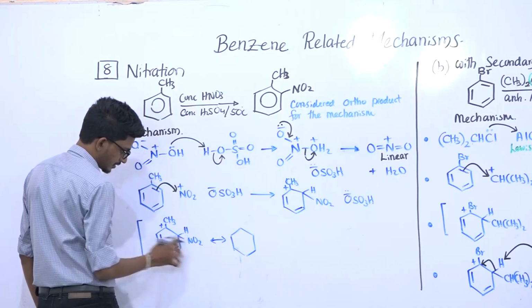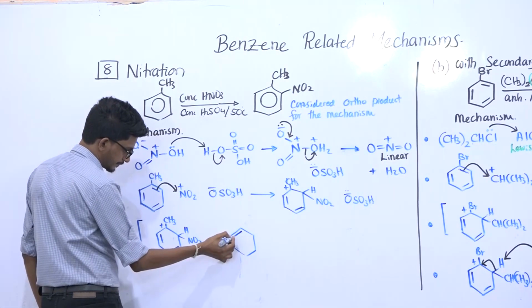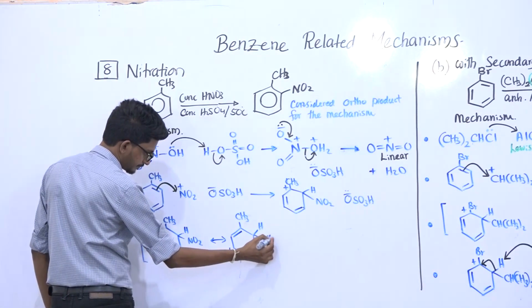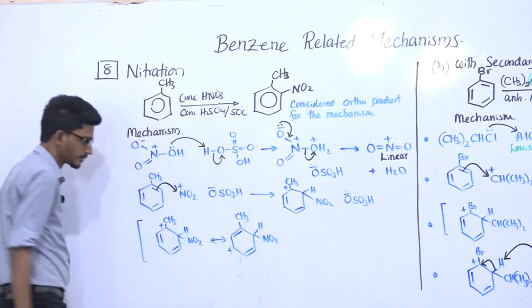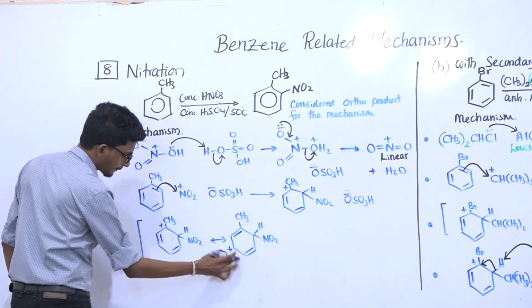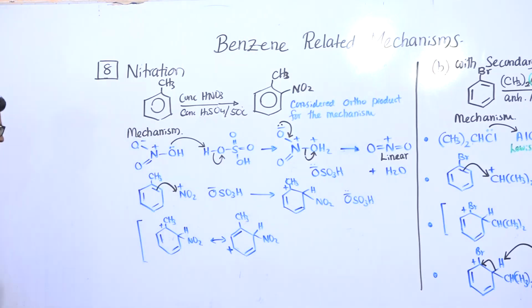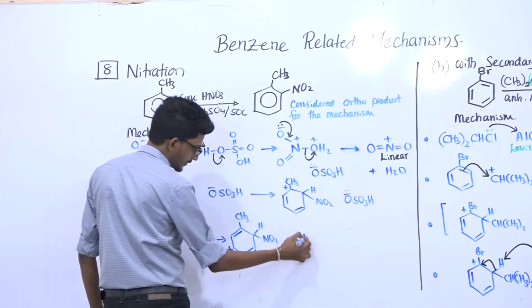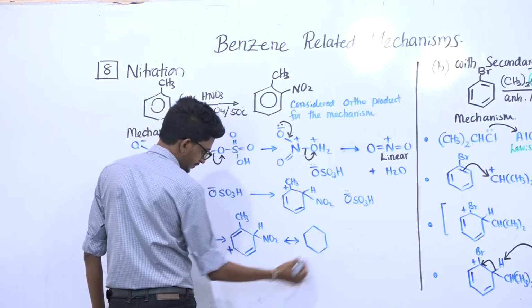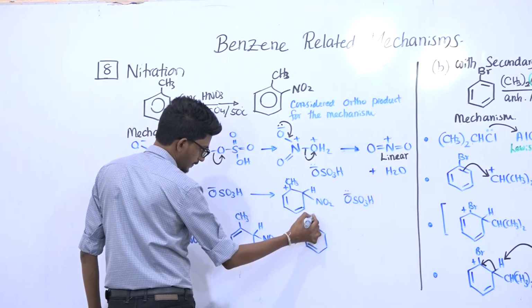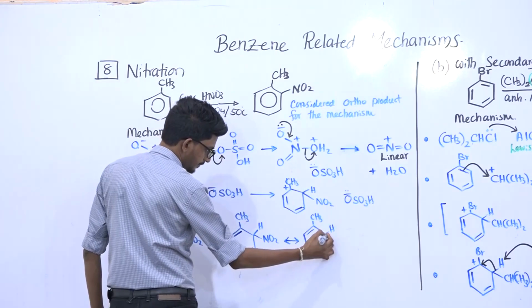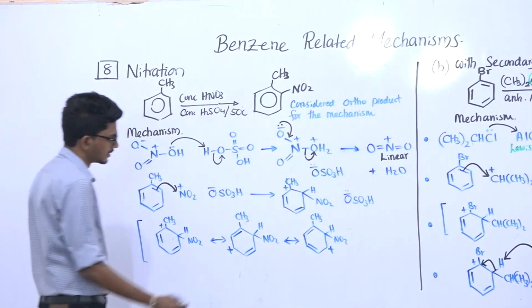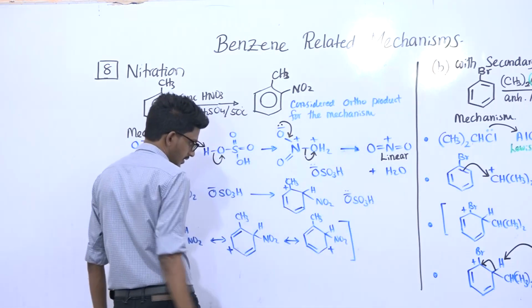This comes here. That means you have got a positive here. So this comes there. The positive charge here. That's all. Only 3 resonance structures in your hybrid.